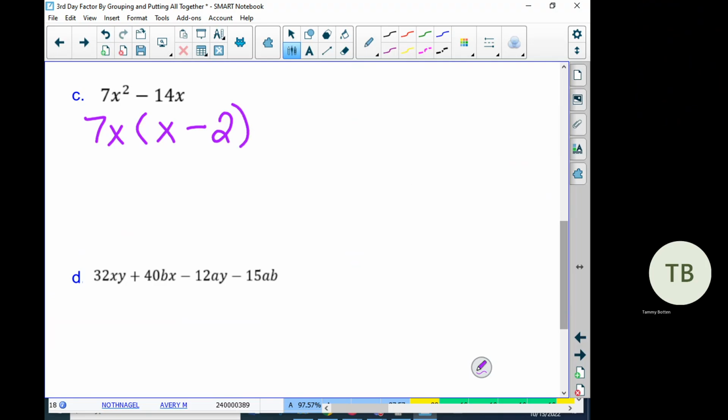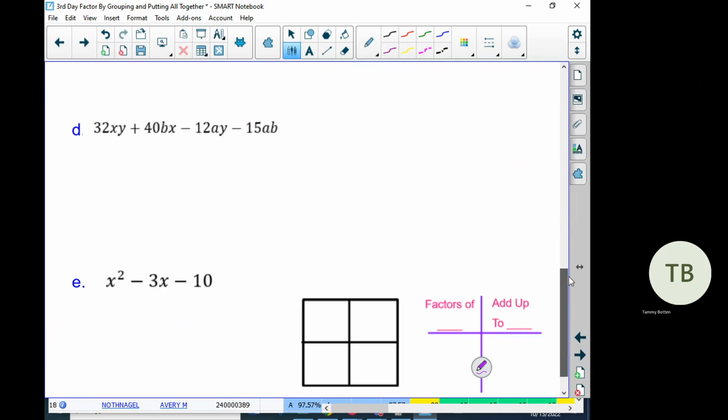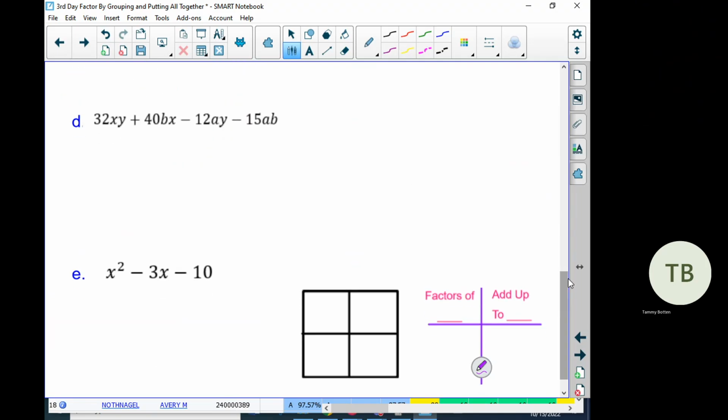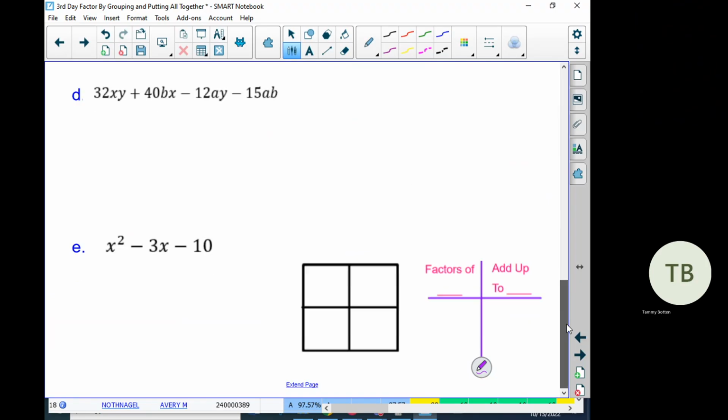Now, I've been telling you as we go through, if you are ever left with just an x, not x squared, not x to the third, there's nothing else you can do with it, so you're done. That is your answer. So in that one, we only took out a common term. This one, would you guys know to do what we learned today? The factor by grouping. And do you remember that? Are we good with factor by grouping? Okay, let's go down to E.